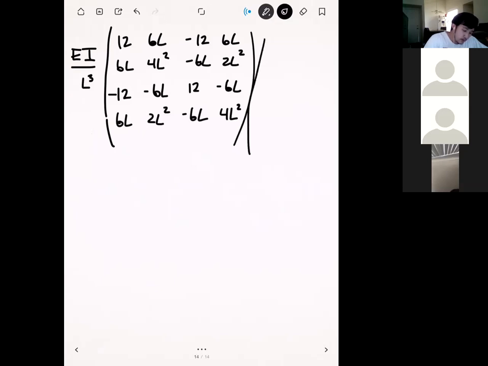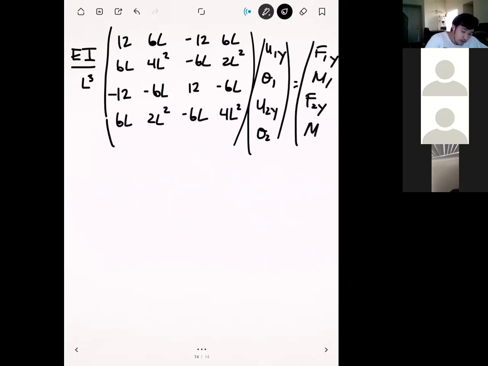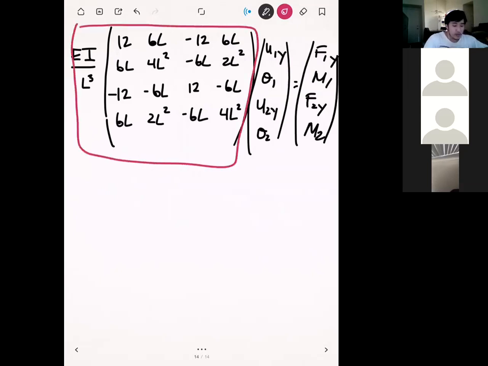And this is going to be multiplied by our displacements. So our displacements are U1Y, theta 1, U2Y, and theta 2. All these are going to be equal to the nodal loads, so we have F1Y, M1, F2Y, and M2. And this right here, which I'm going to box in red, is our element stiffness matrix.